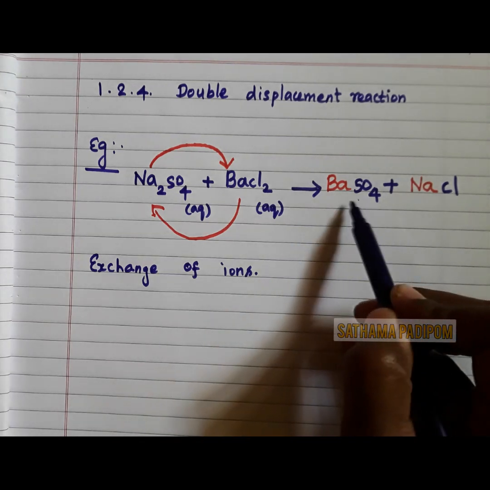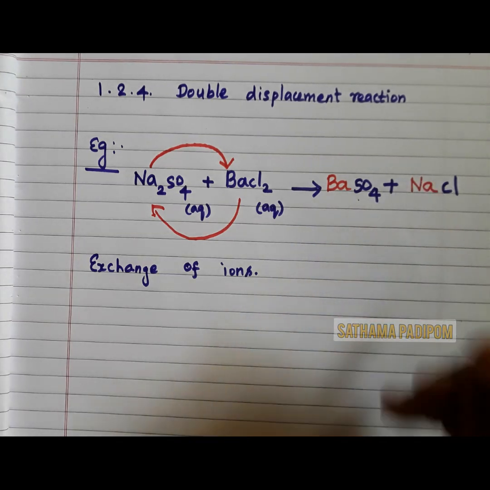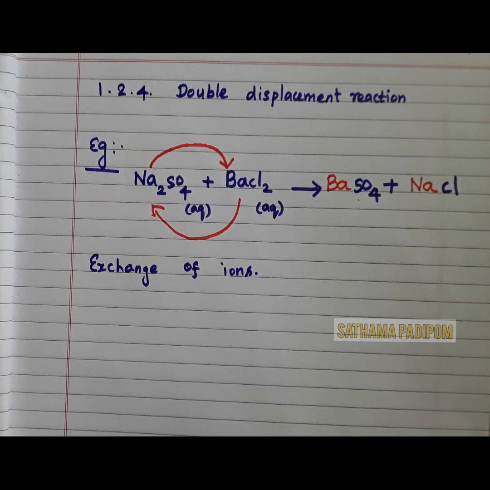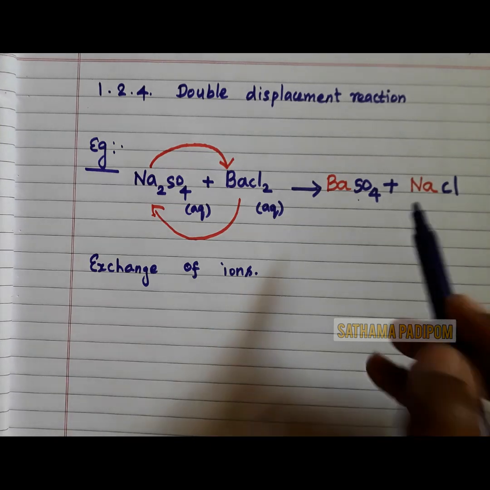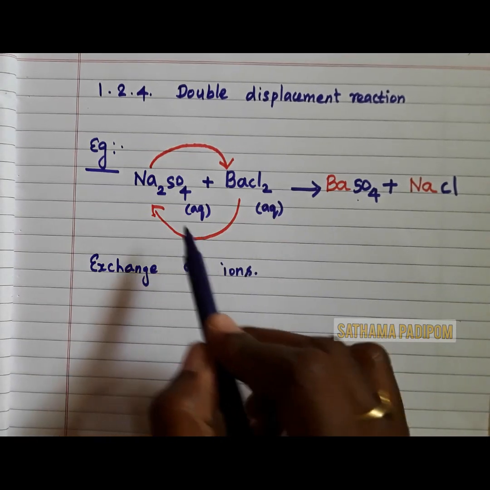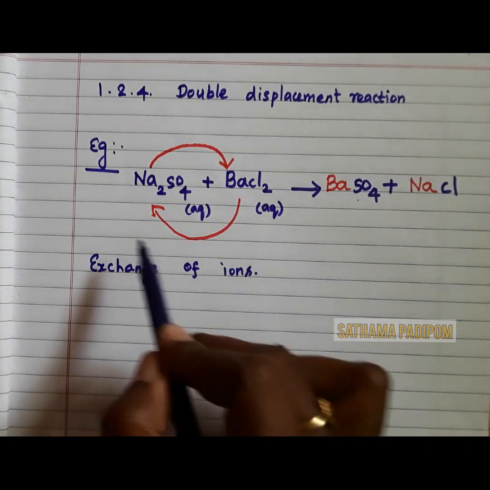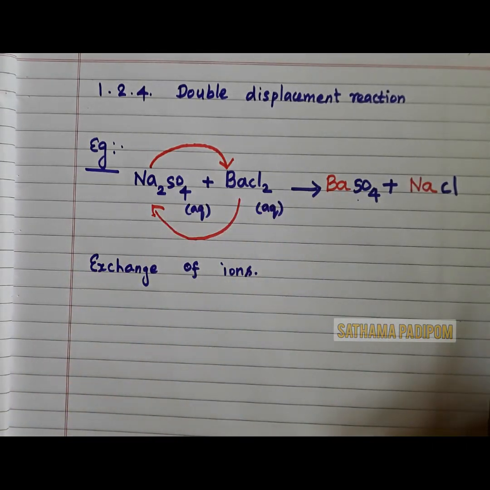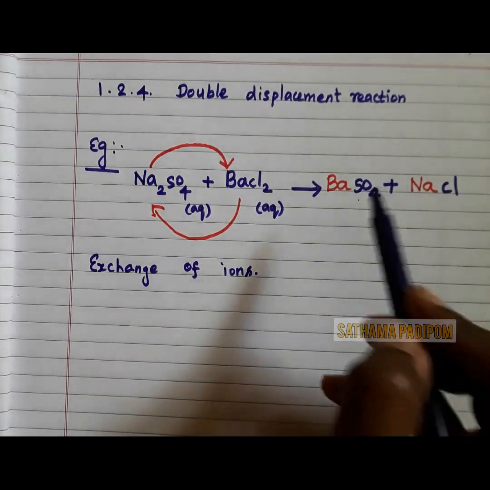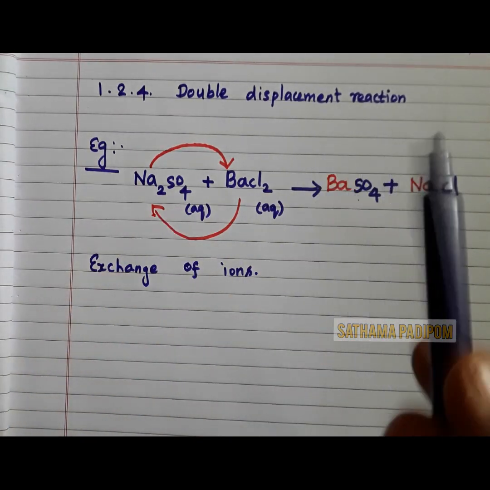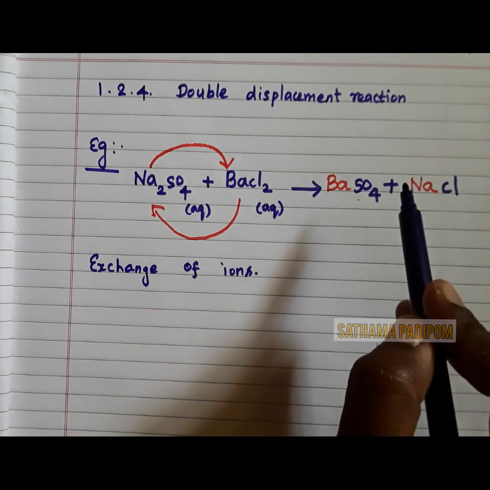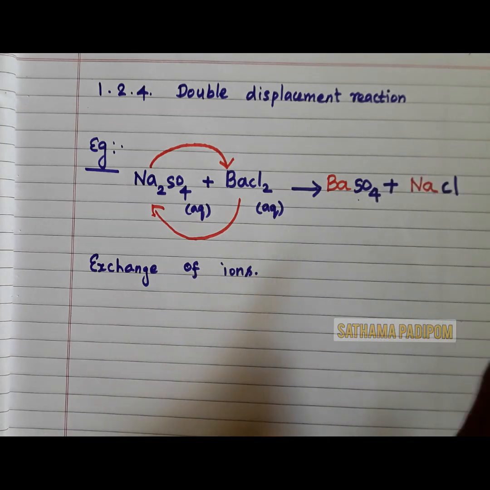This is the precipitate. What does a precipitate look like? It is not a clear solution. Some deposits will be there. We can easily see that a white color precipitate will be there. That is why this reaction is called a precipitation reaction. Any reaction that produces a precipitate is called a precipitation reaction.